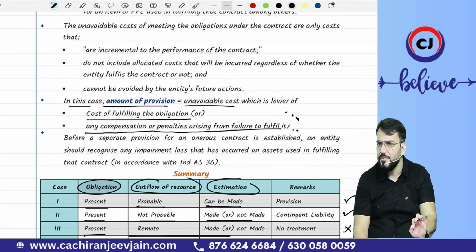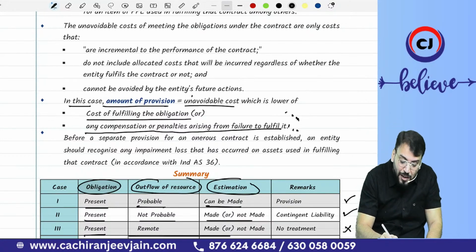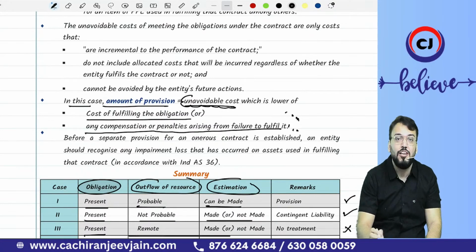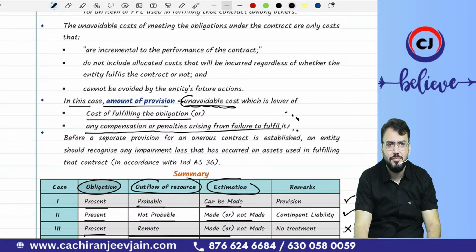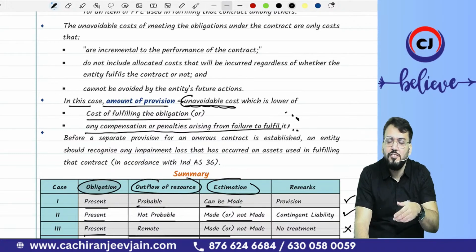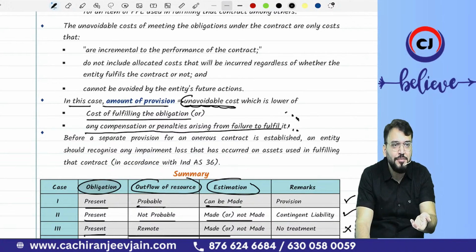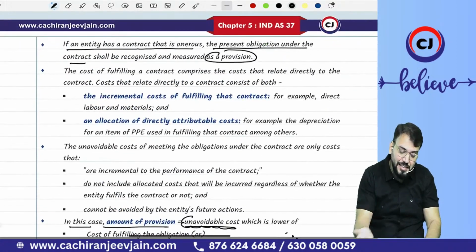Very easy. Only I need to explain, sir, what do you mean by unavoidable cost? Unavoidable cost is the cost which we are supposed to pay only; it cannot be avoided. Correct. Now let us read what Ind AS says.